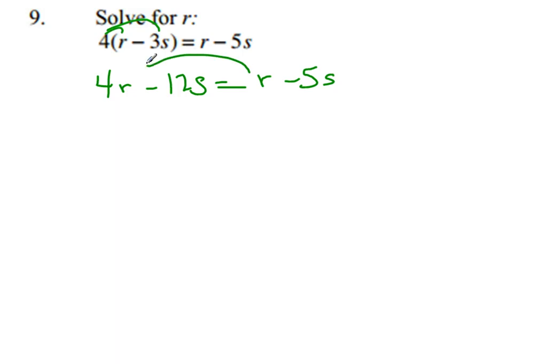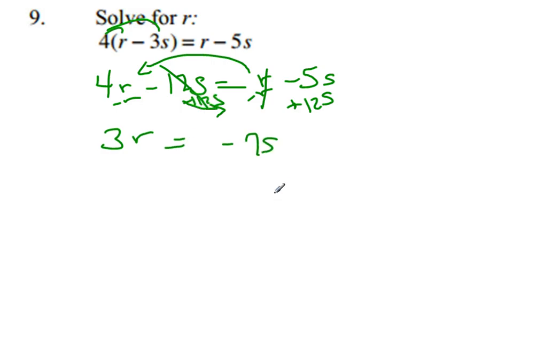So I'm just going to flip and switch and subtract r and make that a 3r on the left side. At the same time, to save a step, I'm going to go plus 12s to both sides, or flip and switch the 12s. So that's, I'll write that, plus 12s, plus 12s. And here's minus r and minus r, if you prefer that. Those are gone. So on the left side, I have 3r. On the right side, I have negative 7s.